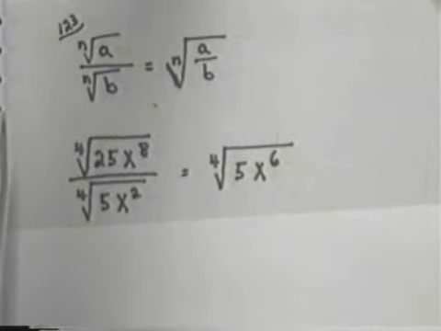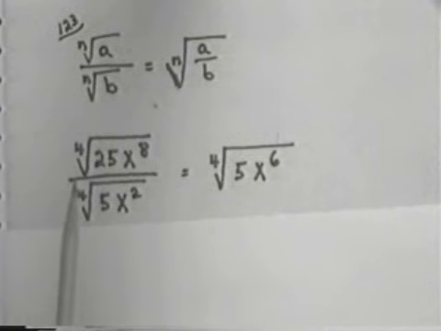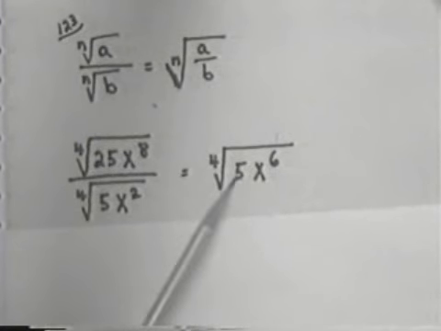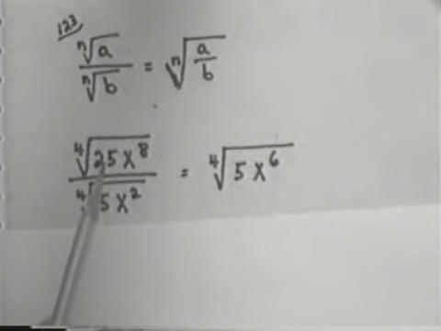Let's look at the fourth root of 25x to the 8th divided by the fourth root of 5x squared. They have the same index, so therefore the radicals can be divided. The answer would be the fourth root of 5x to the 6th, because 25 divided by 5 is 5, and x to the 8th divided by x squared is x to the 6th. Remember that to divide powers having the same base, you keep the base and subtract the exponents. 8 minus 2 is 6.